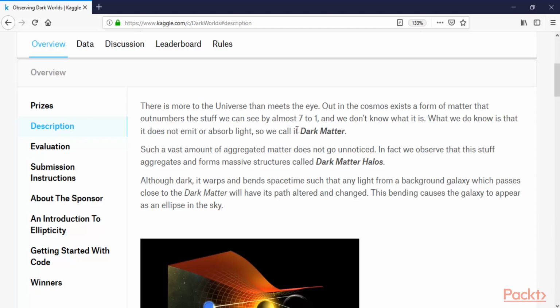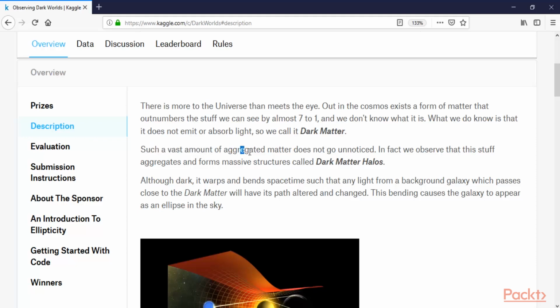But in the universe there is a matter available. The matter is called dark matter, and we cannot see dark matter, and we also don't know what it is. What we do know is that it does not emit or absorb light, so we call it dark matter. Absolutely correct, because as we cannot see it, it means that it is not emitting any light, right? That's why we are not able to see that, and that's why it is called dark matter.